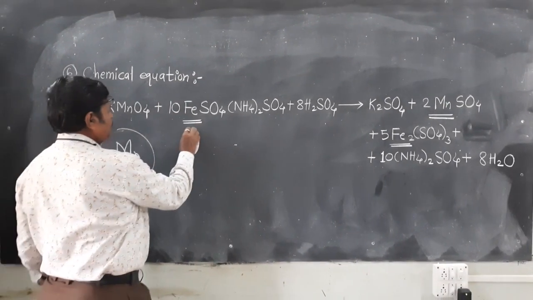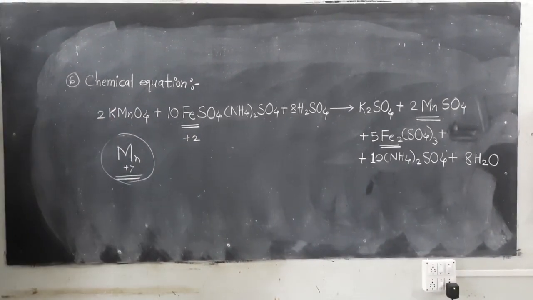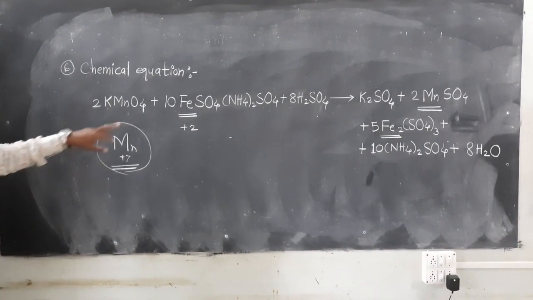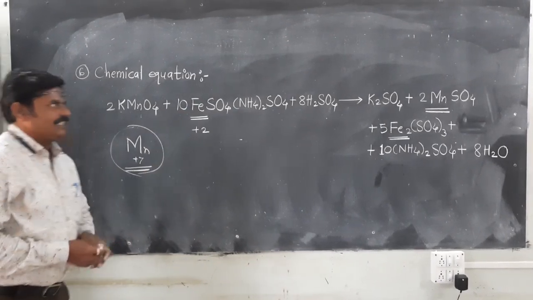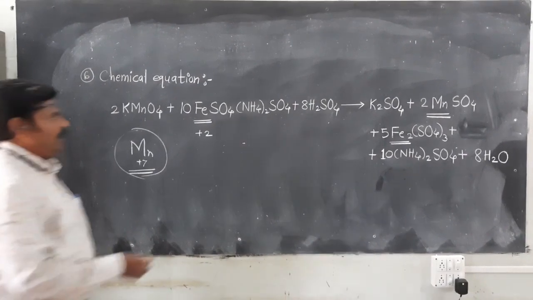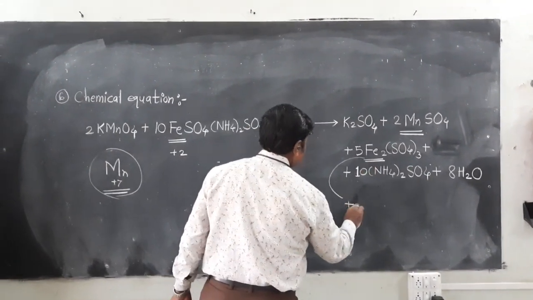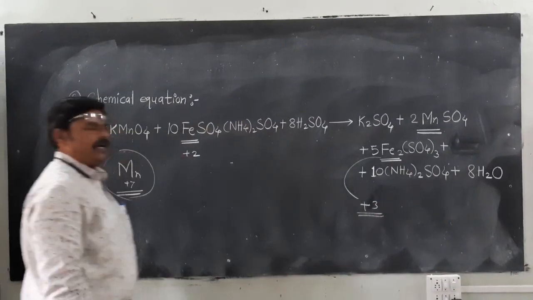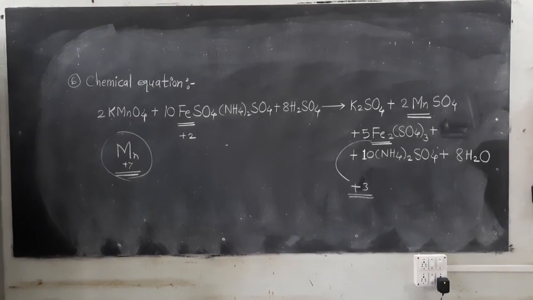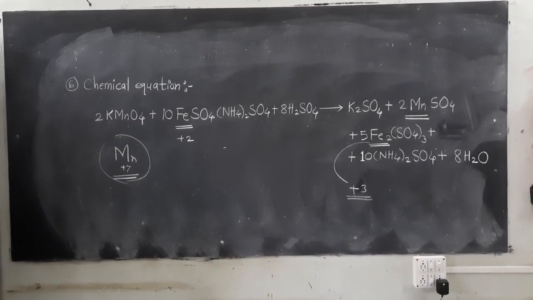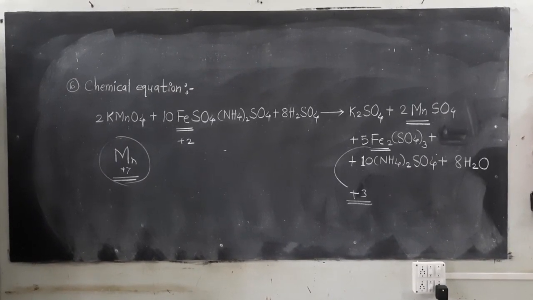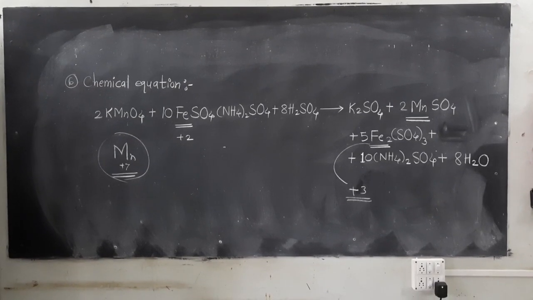And iron in FeSO4 (NH4)2 SO4, ferrous ammonium sulfate salt, Fe possesses +2 oxidation state, which will be converted into ferric sulfate. In this ferric sulfate, oxidation state of iron becomes +3. So, oxidation of iron from +2 to +3. So, in this reaction, simultaneously reduction and oxidation take place. So, this reaction is called a redox reaction.